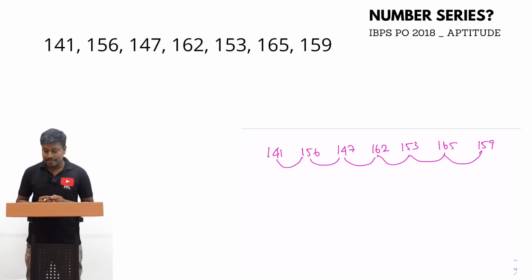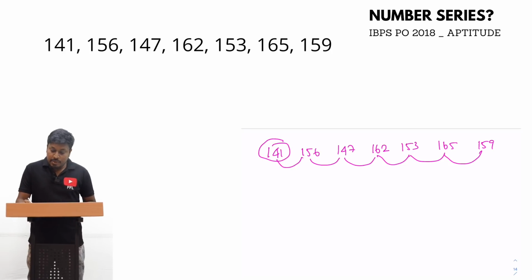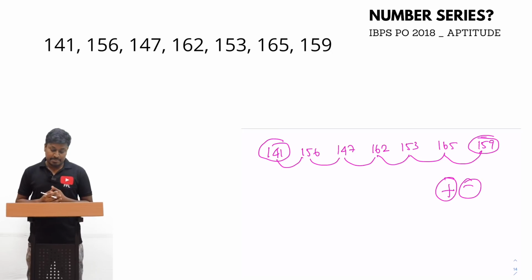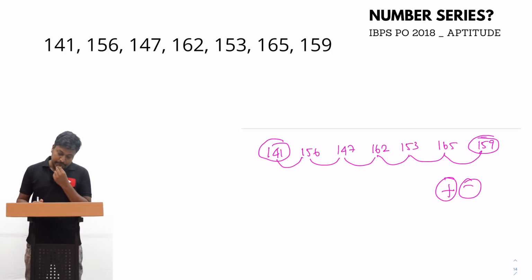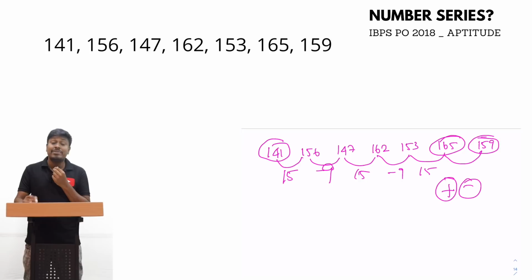The starting number is 141 and the ending number is 159. So definitely multiplication is not used here. According to me, the major operators used here would be addition and subtraction. So 141, 156, they have done addition here. This must be 15. So 15 addition, minus 9 subtraction. 15 addition, minus 9 subtraction. So 165 is wrong.